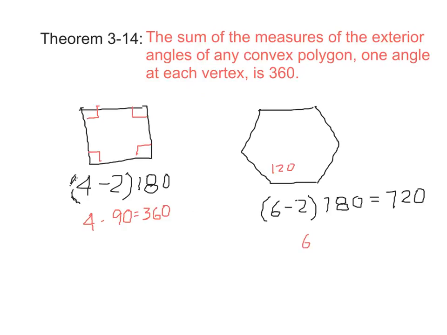But how many of them do we have? We've got 6 of them. So we say 6 times 60, and what does it become? Lo and behold, 360. So we know it's 360 for a triangle because we proved it in class. We know it's 360 for a square. We know it's 360 for a hexagon. So it's not too much of a stretch to realize that it's going to be 360 regardless of the number of sides you have.